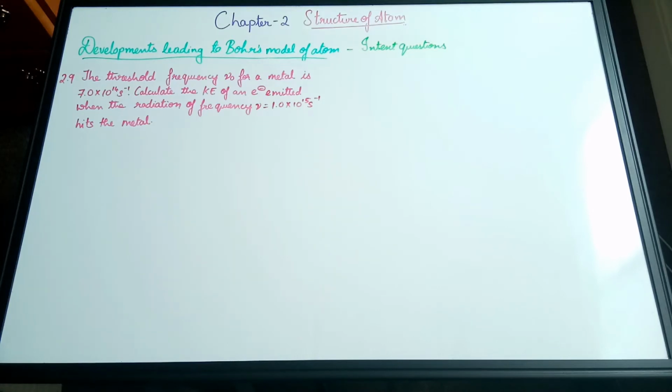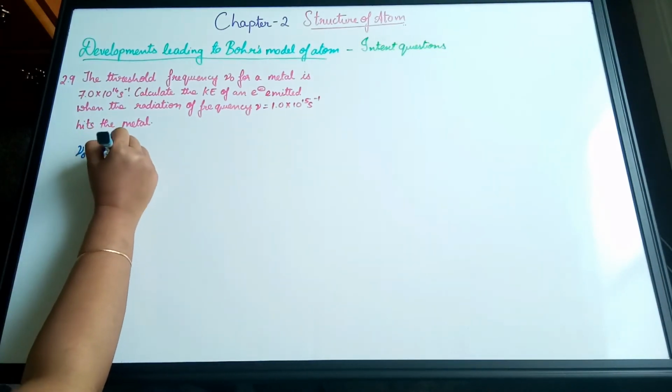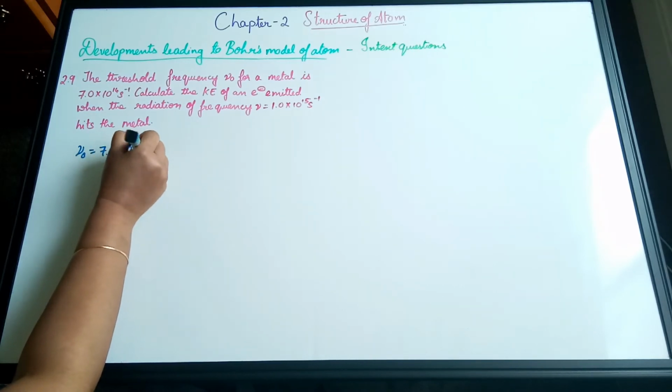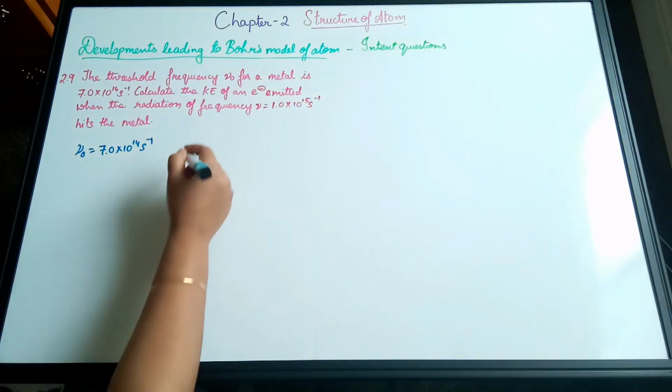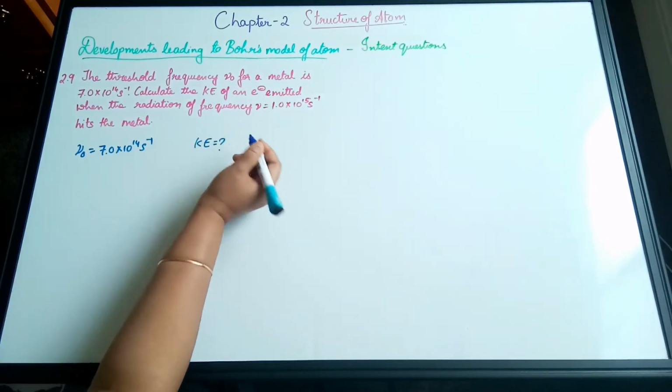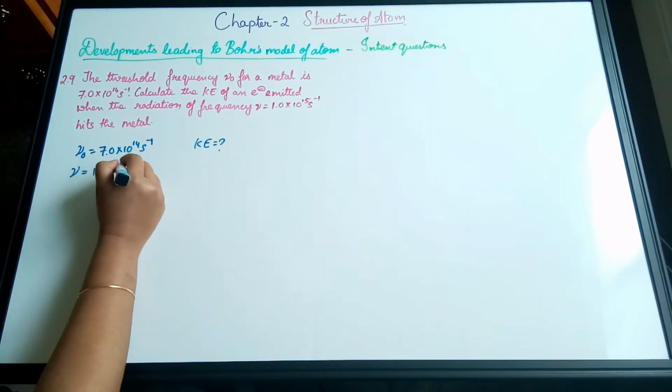Question 2.9. The threshold frequency mu 0 for a metal is 7.0 into 10 to the power 14 second inverse, and calculate the kinetic energy of an electron emitted when the radiation of frequency mu equals 1.0 into 10 to the power 15 second inverse hits the metal. So the kinetic energy is what we have to calculate, and we've been given the threshold frequency and the frequency of the radiation.